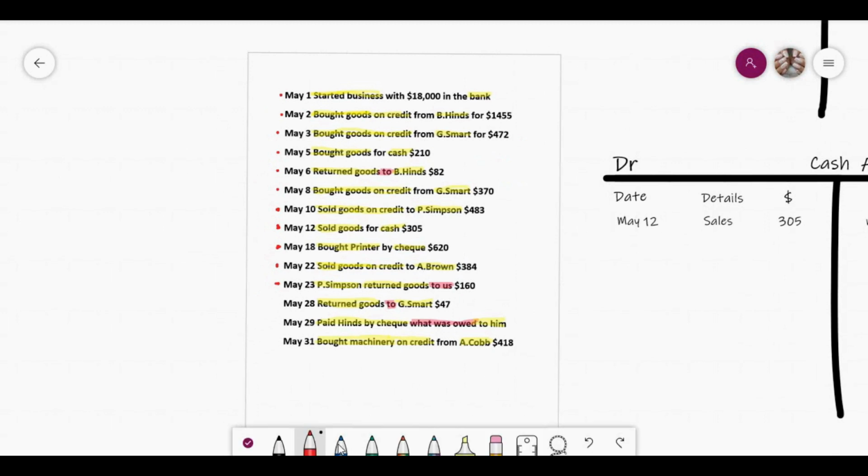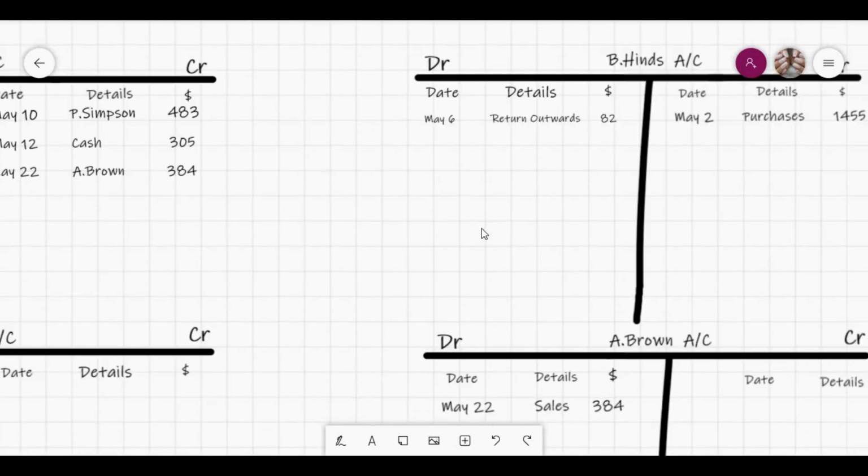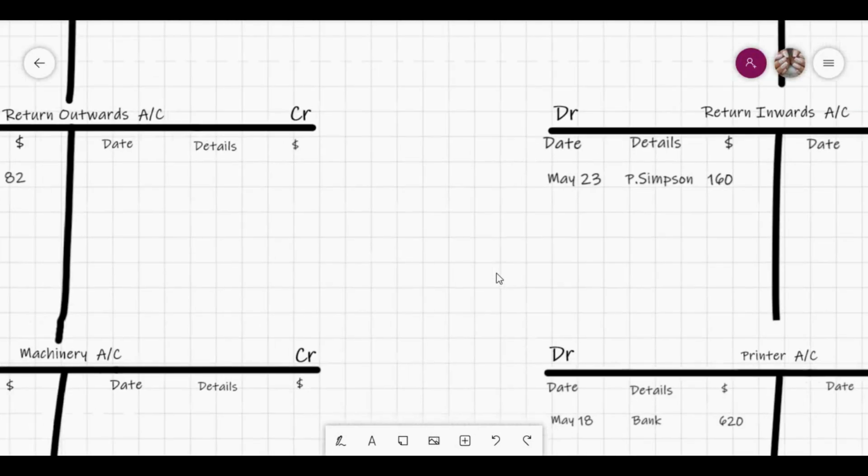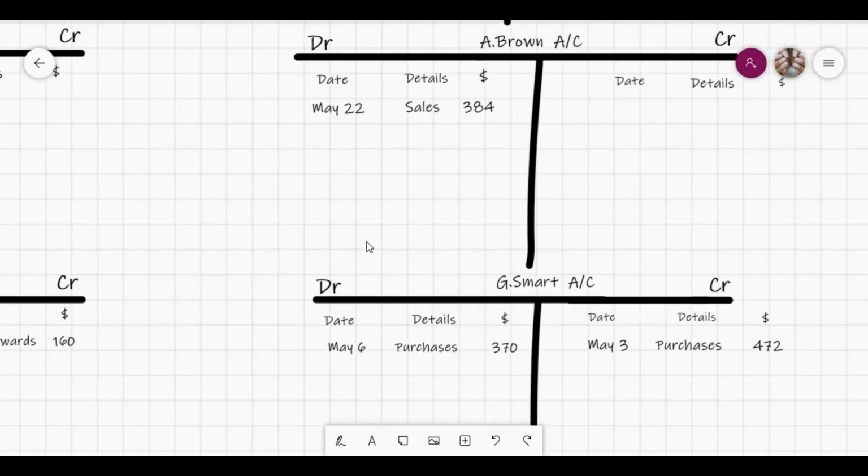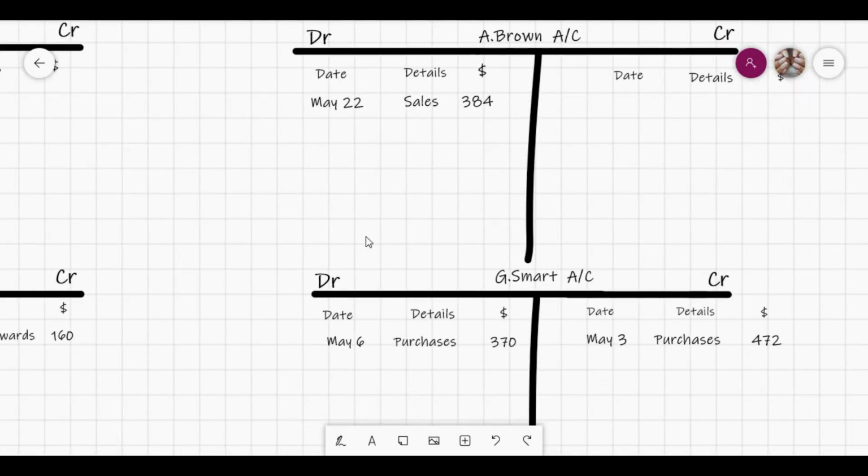So on May 28, return goods to G Smart in the amount $47. This is going to be return outwards. So it is going to affect the return outwards account and G Smart's account. G Smart's will be debited and return outwards will be credited.